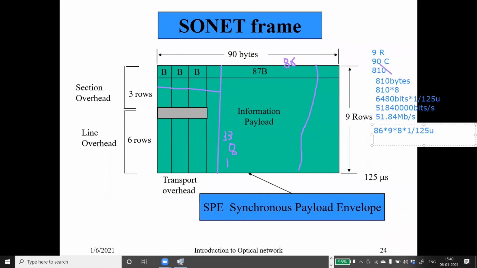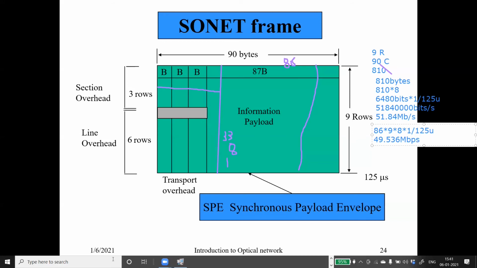It is 86 into 9 into 8 into 8000, we calculated that. 86 into 9 into 8 into 1 by 125 microseconds. Yes, it is 49.53 Mbps. Correct? 49 has come. Now we have this useful information.